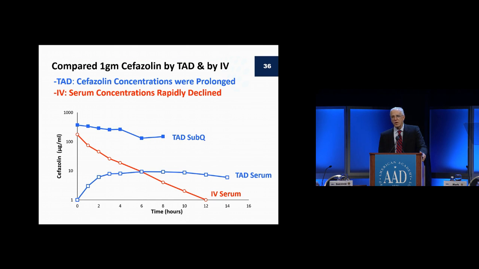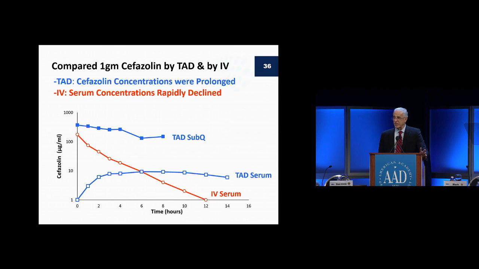And it's very interesting. This is all sort of new stuff that is definitely off label, and I'm having difficulty getting the FDA to approve an IND to do a clinical trial on this, because it's so off label. But you can see here, the red line shows the result of giving a gram of cefazolin IV, and the serum concentration declines steadily. On the other hand, when a gram of cefazolin is put into tumescent lidocaine anesthesia and infiltrated subcutaneously, the subcutaneous concentrations remain high for hours, and this, to me, indicates that it would be an excellent way to prevent surgical site infections.